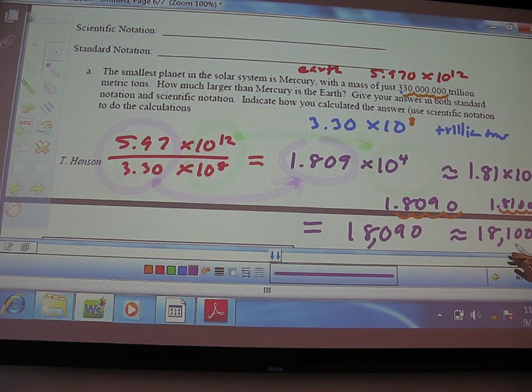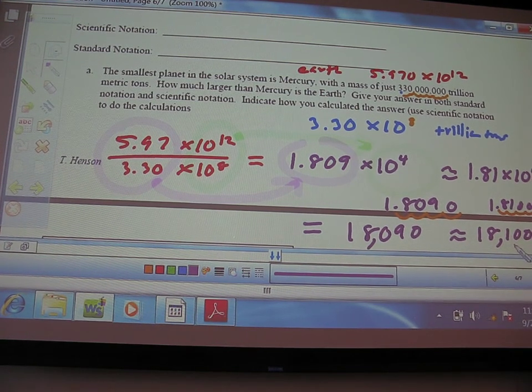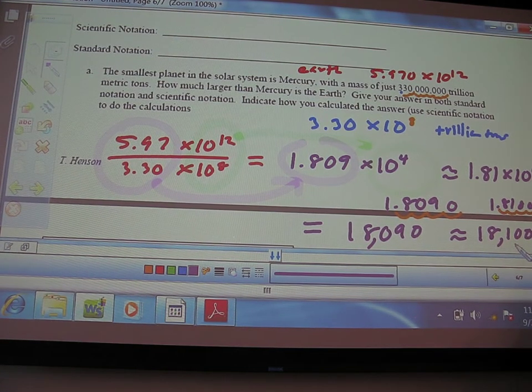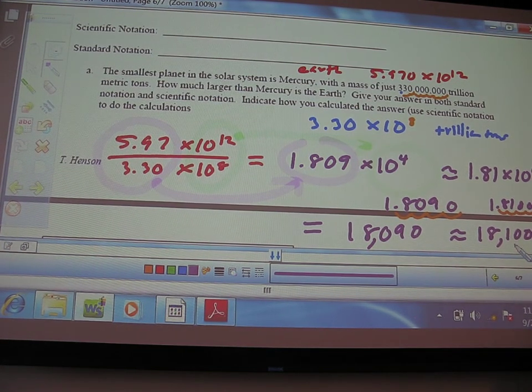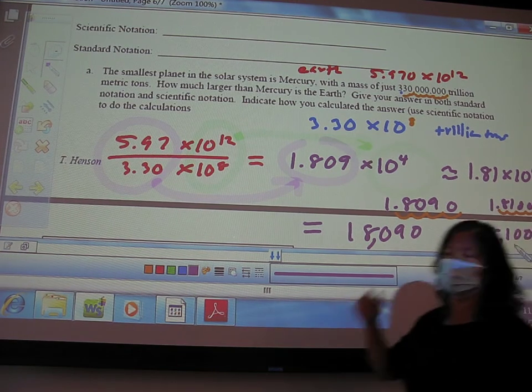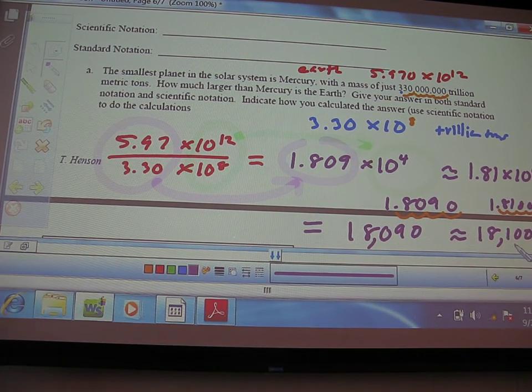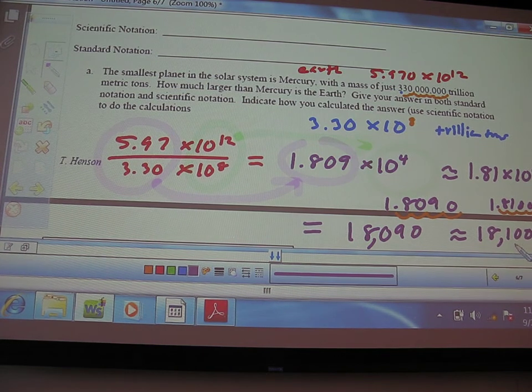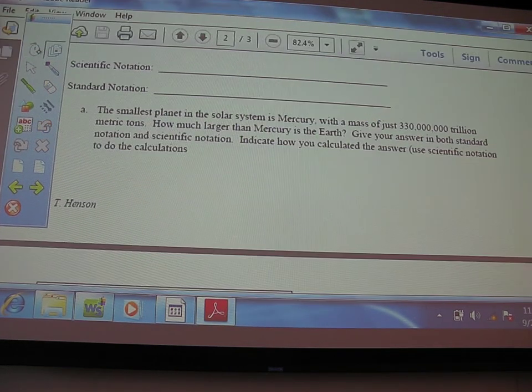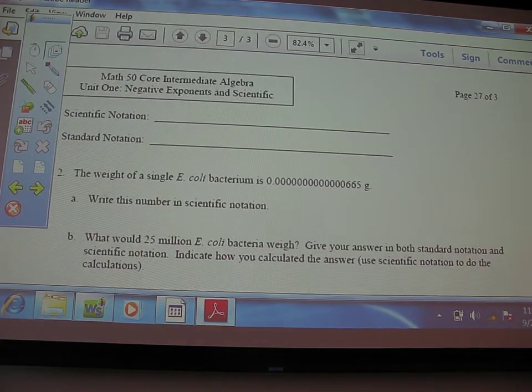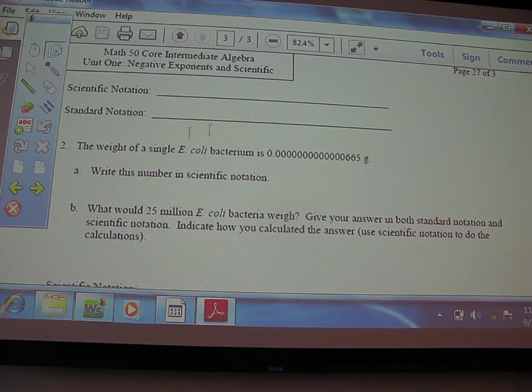So the rule in division, though, is to take the largest or the smallest of the sig figs? Yeah, the rule is you have to take the smaller of the sig figs. So that's why it really should have been this. Good. Cool. Okay, so then you should have those filled in, right, the scientific and standard notation?